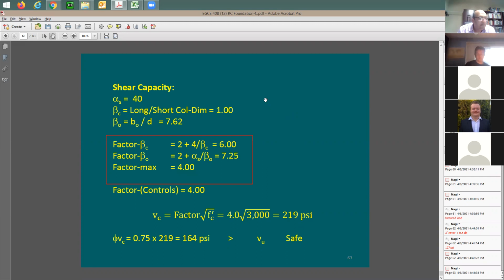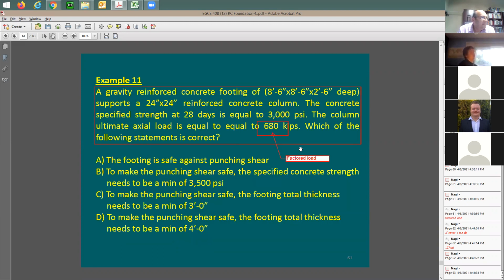For the factor max there at 4, is that due to we're looking at a minimum of 4 inches for the cover, or what is the 4 for? This is just a factor in the code. It has nothing to do with the concrete cover. It is given here from the code.